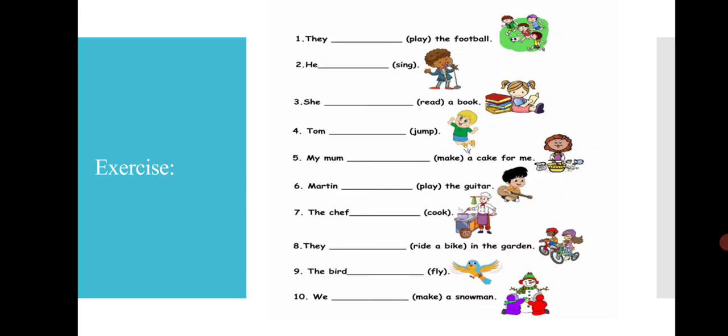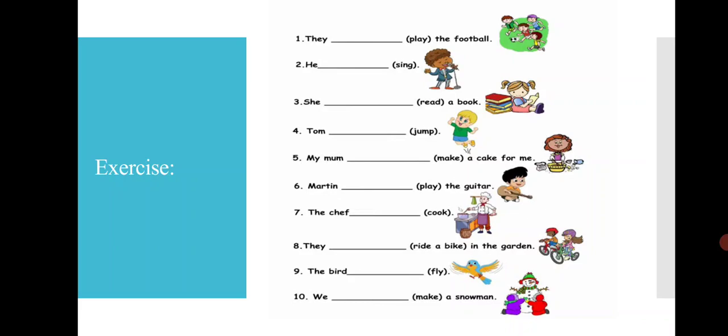The 10th example is we dash make a snowman. We make a snowman is an example for simple present tense. We are making a snowman is an example for continuous tense. We have made a snowman is an example for perfect tense. We have been making a snowman is an example for present perfect continuous tense.